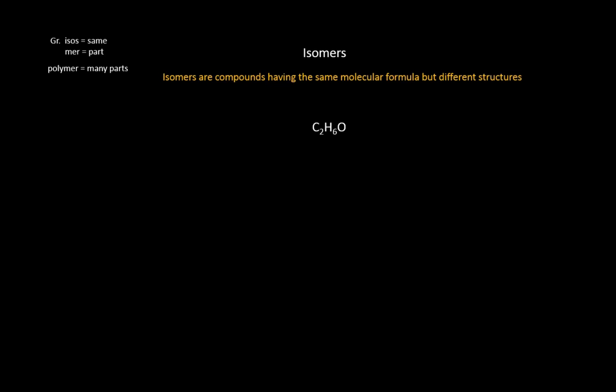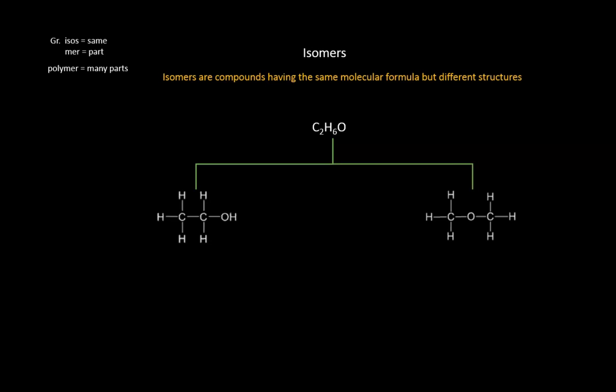Let's start with the molecule C2H6O. This is a molecular formula. It doesn't tell us anything about the structure. If you try to connect atoms so that carbon has its normal 4 bonds, hydrogen its 1 bond, and oxygen its 2 bonds, here is one structure. If we move oxygen in between the 2 carbon atoms, we get this.